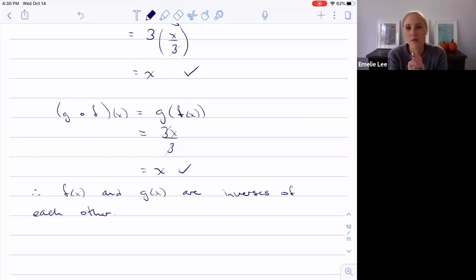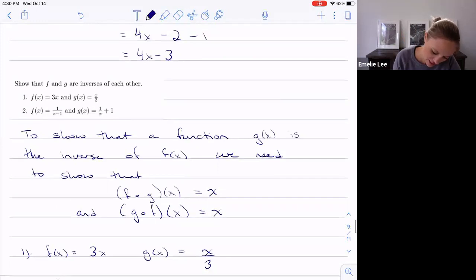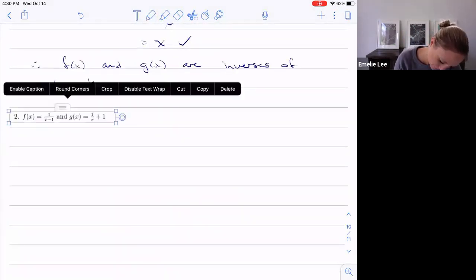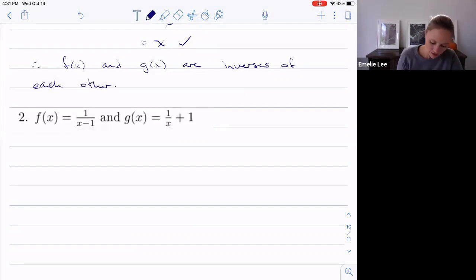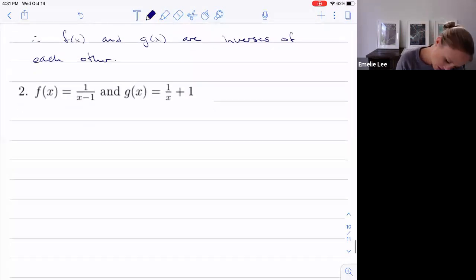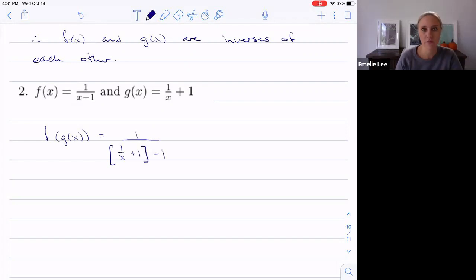So, if we go ahead and look at the next one, a little bit harder. If we've got f of x, f of x is 1 over x minus 1, and g of x is 1 over x plus 1. So, I'm going to show that f of g of x, which is 1 over x plus 1 minus 1. Kicking it up a notch.